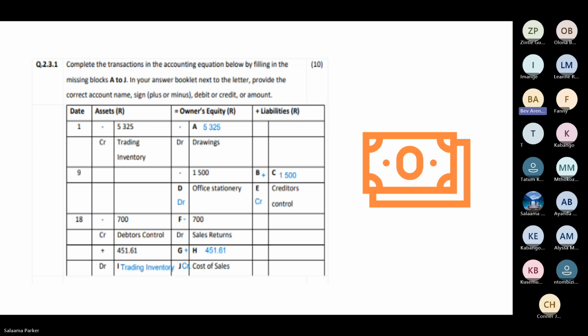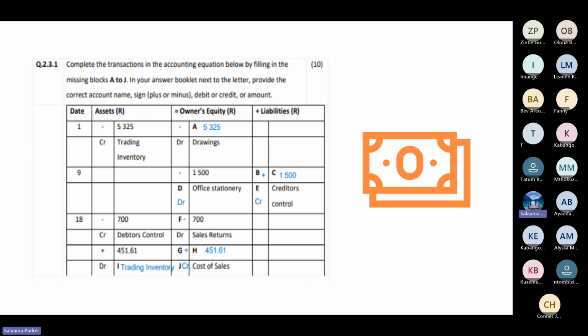Question 4.3 also has the accounting equation on it. Yes, as well. Okay, and very good, just what Bev said. If it's periodic, then of course it's purchases. So just remember that. The account name is not trading inventory, but purchases.